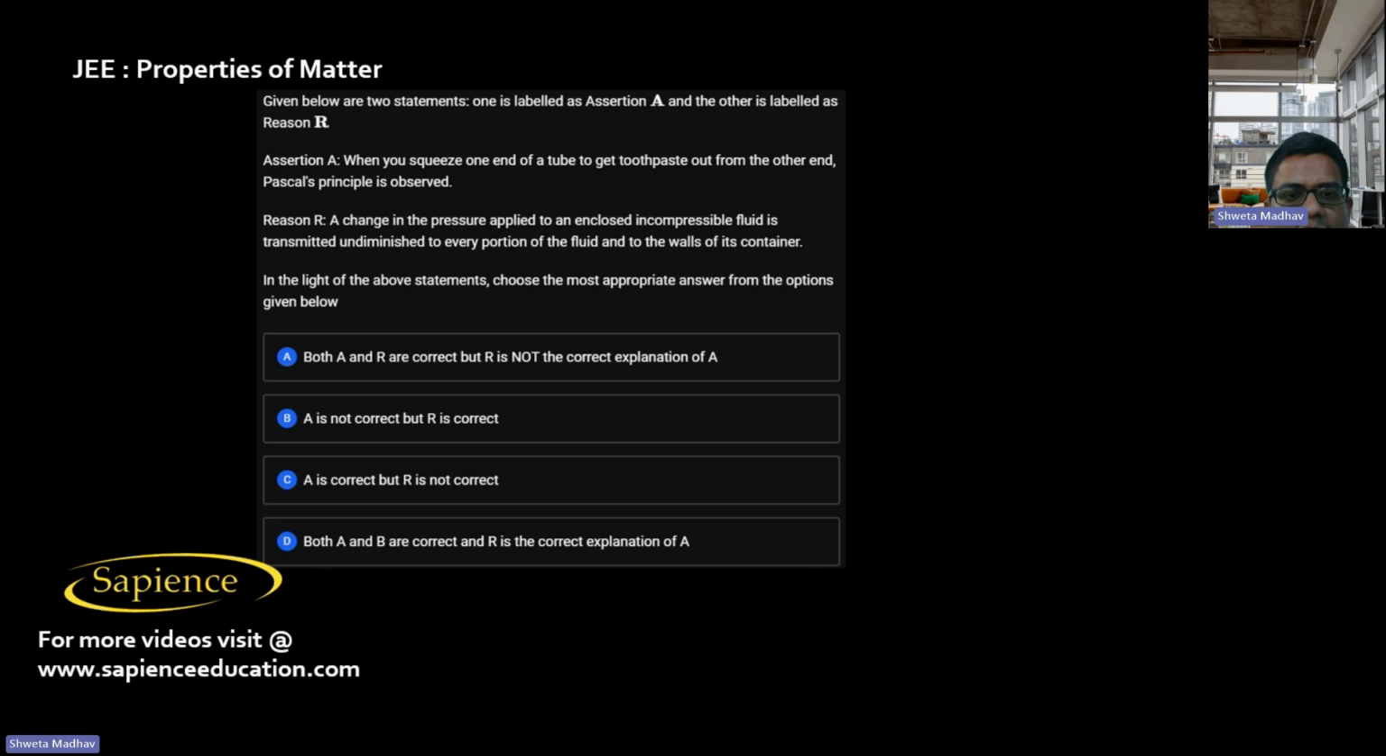It is told that when you squeeze one end of a tube to get toothpaste out from the other end, Pascal's principle is observed. It is true. So the assertion is true, since we apply pressure at one end, so the same pressure is obtained at the other end also. Then, change in the pressure applied to an enclosed incompressible fluid is transmitted undiminished to every portion of the fluid and the walls of the container. So it is the correct explanation also. So both A and R are correct, and R is the correct explanation of A. So option D is the correct answer.